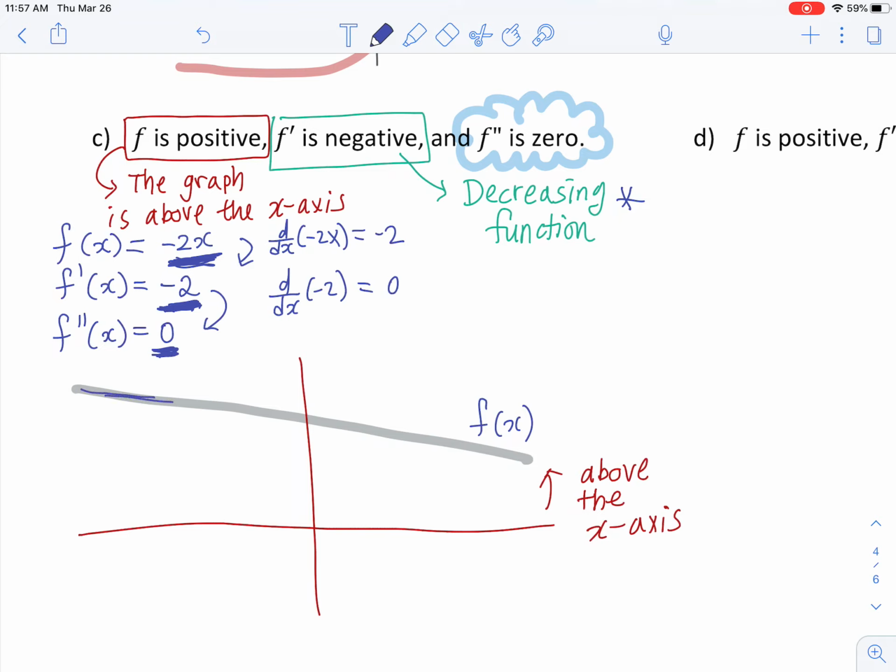If you try to draw the tangent line, the slope of the tangent line is not changing at all. And the second derivative is the rate of change of the slope of the tangent lines. So if there is no change in the slope of the tangent line, then the second derivative is 0.